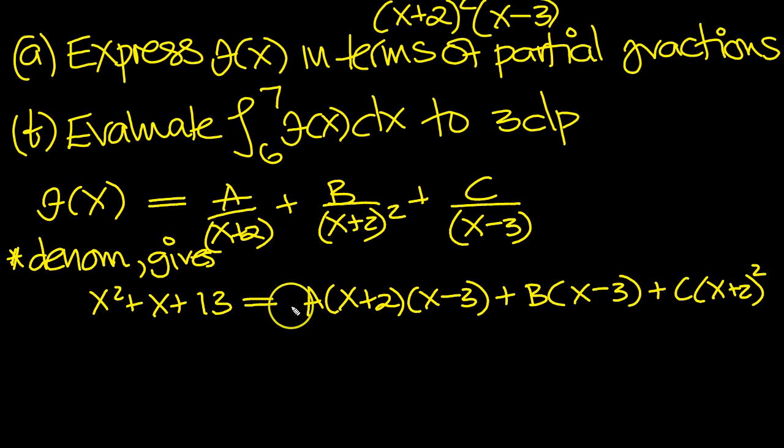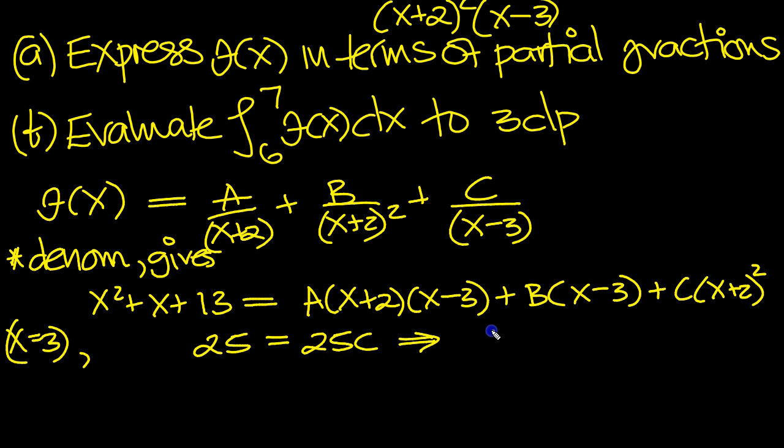So what's the easiest thing to do? x equals 3, let's put that in, because this one is 0 and so too is this one, that will give us C. So 3 squared is 9, plus 3 is 12, plus 13 is 25, equals... this one will be 0 and this one is 0 again. So we get 3 plus 2 is 5, 5 squared is 25, so that's 25C. That tells us that C must equal 1. So there's the first piece of information.